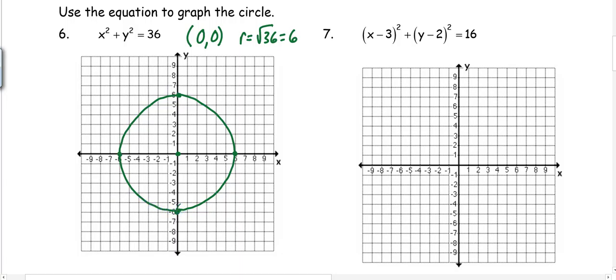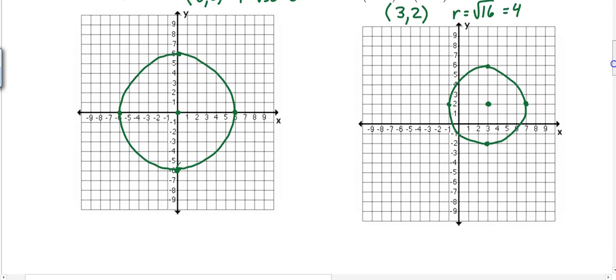Number 7, we have the quantity (x - 3) squared plus (y - 2) squared equals 16. So in this case, my center, I'm pulling out the numbers with opposite signs. So my center is at 3, 2, and my radius is equal to the square root of 16, which is 4. So I'm going to start my graph at 3, 2 for the center. I'm going to go up 4 from that point, right 4 from that point, down 4 from the center, and left 4 from the center, and then I'm going to connect them to form my circle.